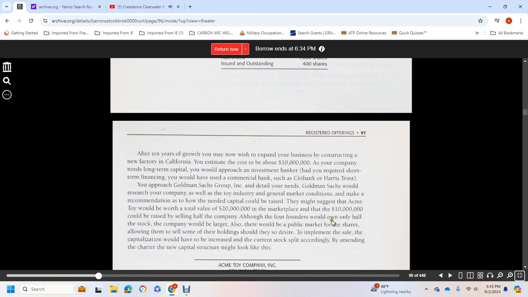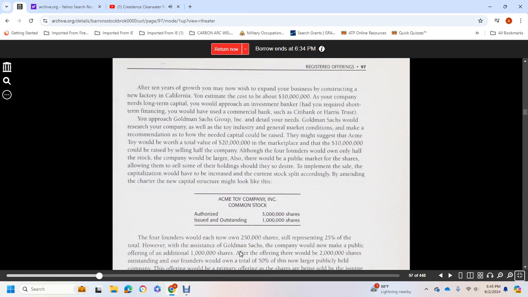Although the 4 founders would only have half the stock, the company would be larger. Also, there would be a public market for the shares, allowing them to sell some of their holdings should they so desire. Implementing the sale of the low capitalization would involve an increase through a stock split. Shareholders may amend the charter, and the new capital structure might look like this.